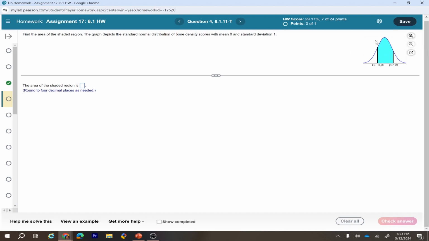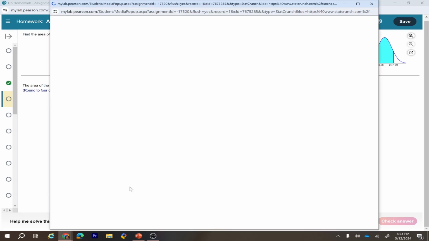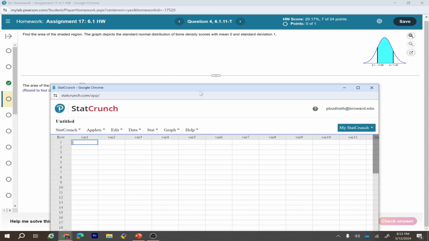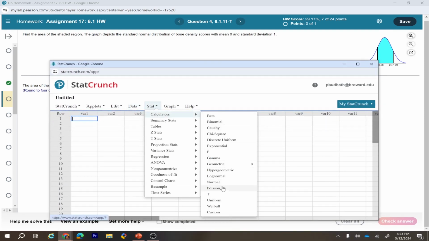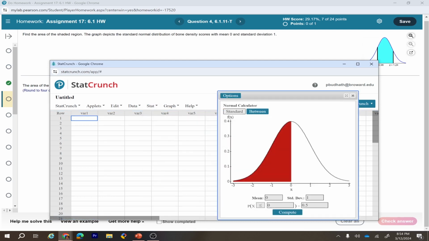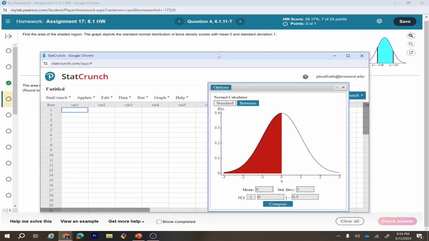Okay, this is the normal distribution given, such that the center is at 0 and the standard deviation is 1. We would like to find the area under the curve from z-score negative 0.98 to z-score 1.24. To solve this type of problem, we use StatCrunch. Go to Stat, Calculators, and then Normal Distribution Calculator. Keep in mind, this section is about the standard normal distribution, where the mean is 0 and the standard deviation is 1. So these are the default values.